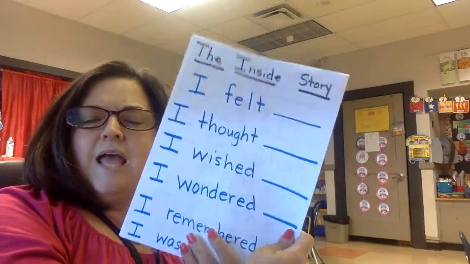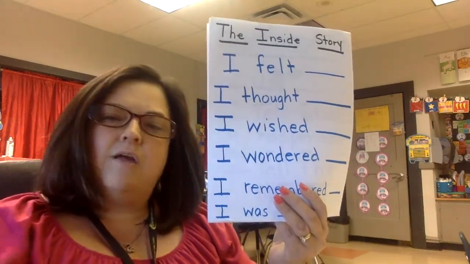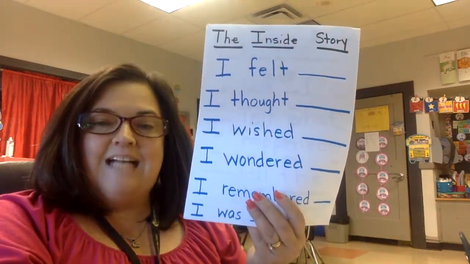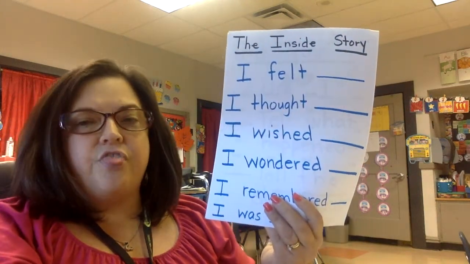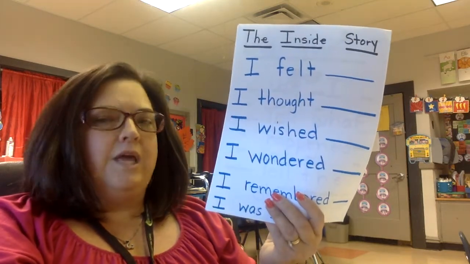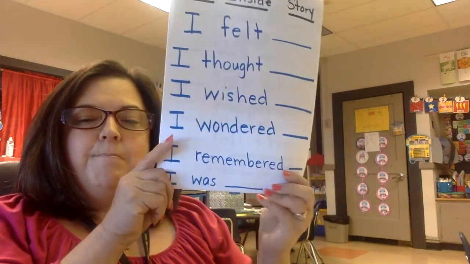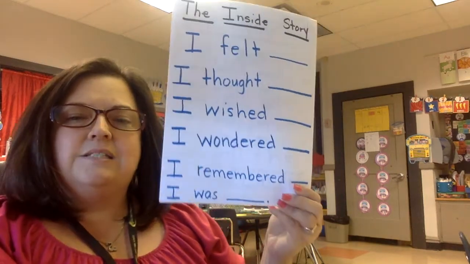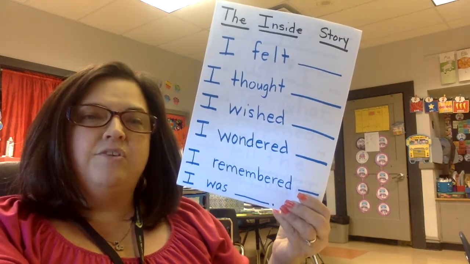And think about, when we talked about the inside story, it's nice to put a sentence in there, and a lot of times that's on your last page. I felt, I thought, I wished, I wondered, I remembered, I was. Telling how you feel, what you wished for, how you wished it had happened. Okay, so that's some of the things you might include in your story.